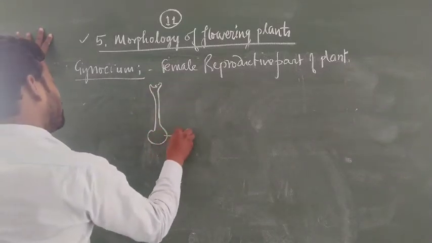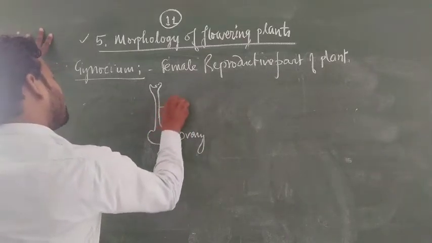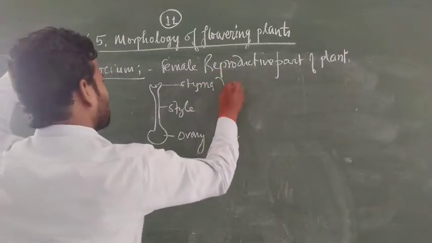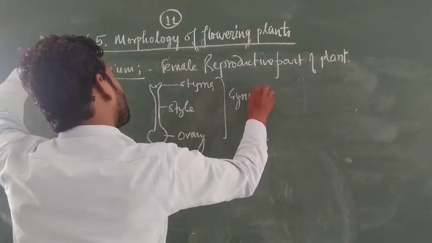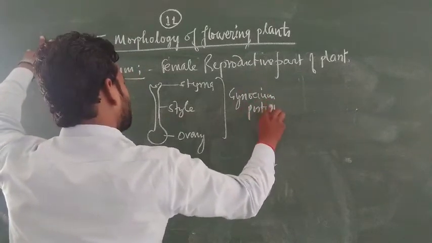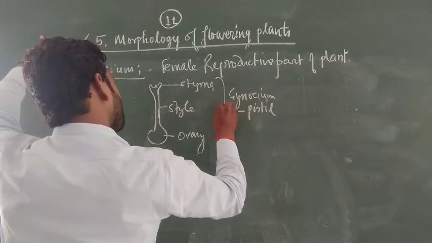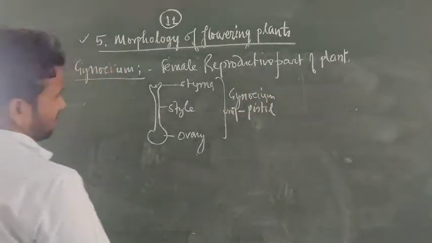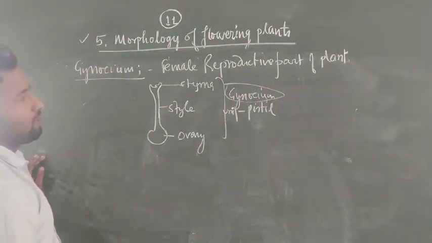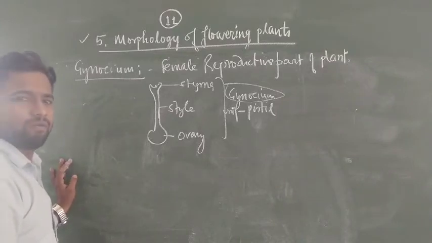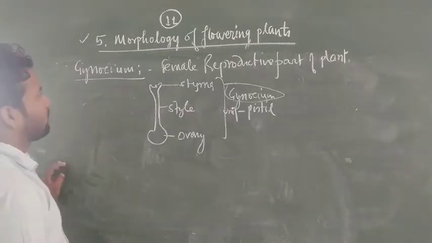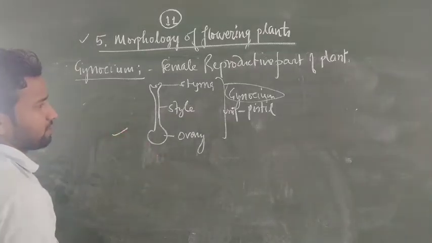This is the ovary, style, and stigma. All three parts together are called gynoecium, and its unit is a pistil. Now the female reproductive part bears the female gamete. At the time of fertilization, the gamete forms a zygote, and further the embryo, and the whole ovule develops to form a seed.